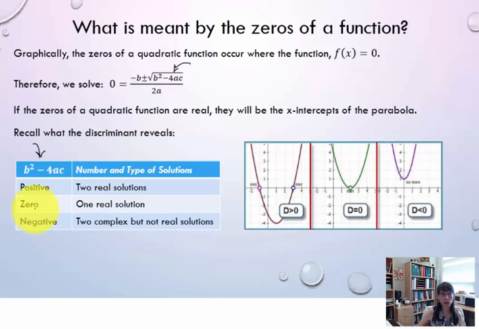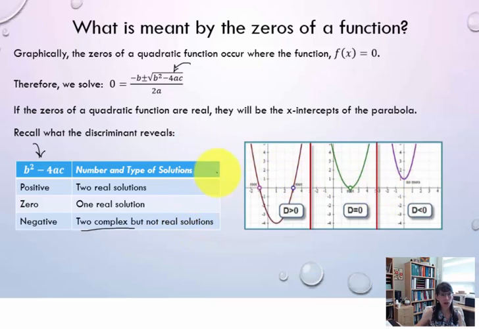If the value under the radical is exactly equal to 0, then we have 1 real solution because it actually repeats itself, generating 2 identical solutions, so it's really only 1 unique real solution. When the value under the radical is a negative number, that will represent 2 complex but not real solutions.